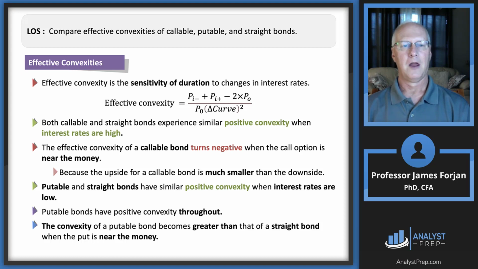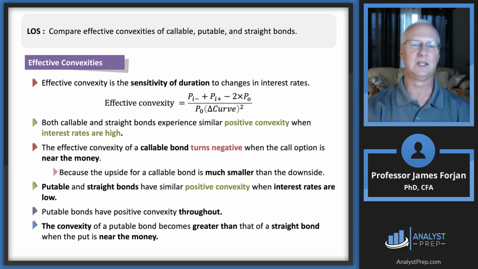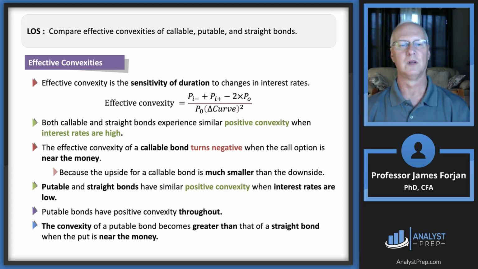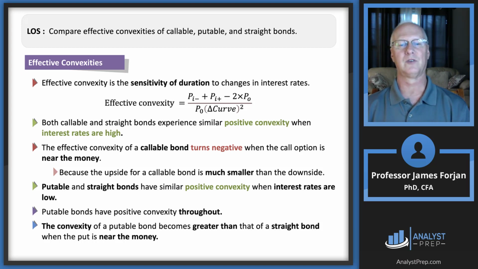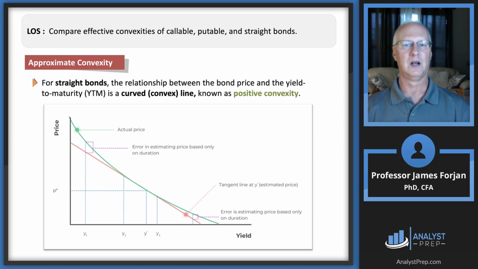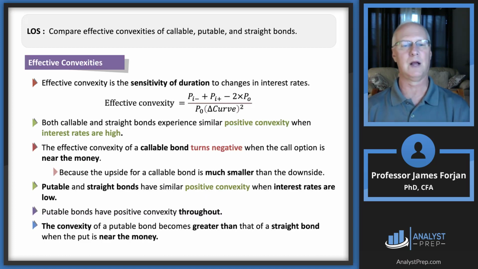All right, you ready for this? Both callable and straight bonds experience similar positive convexity when interest rates are high. But the effective convexity of a callable bond turns negative when the call option is near or in the money, and that has everything to do with that picture that I showed you before. Putable and straight bonds have similar positive convexity when interest rates are low. So this slide and the previous slide here, these are just kind of summations of what I've been talking about throughout this slide deck.